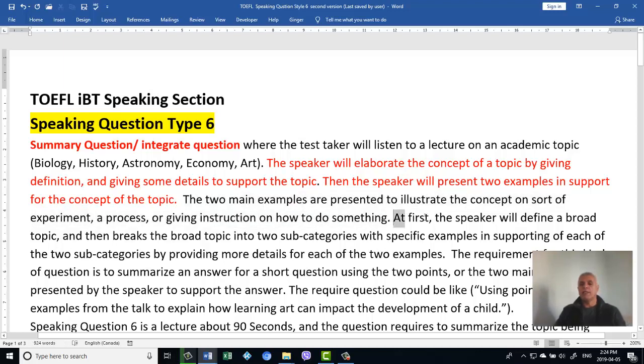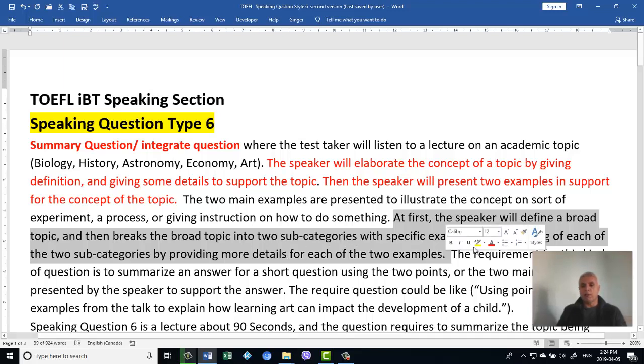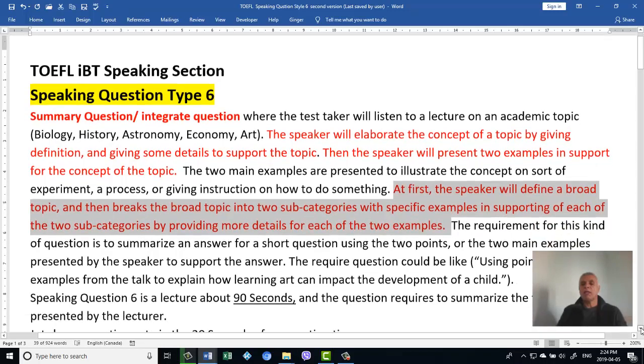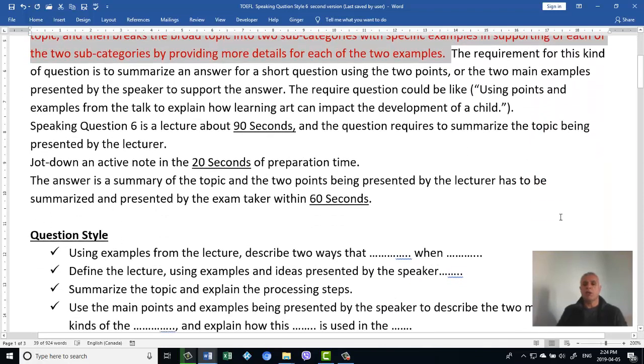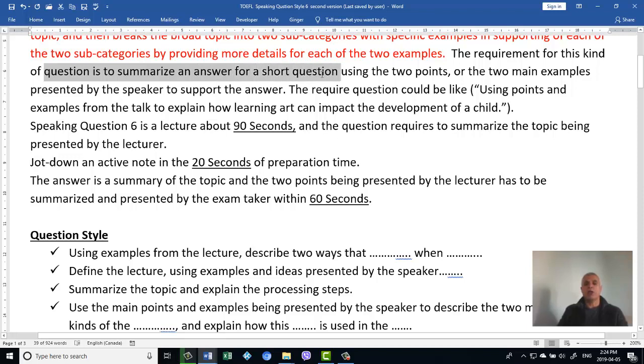At first, the speaker will define a broad topic and then break the broad topic into two subcategories, with a specific example in support of each of the two subcategories, providing more details for each of the two examples. This is very important to realize. The requirement for this kind of question is to summarize and answer a short question using the two points or the two main examples presented by the speaker.